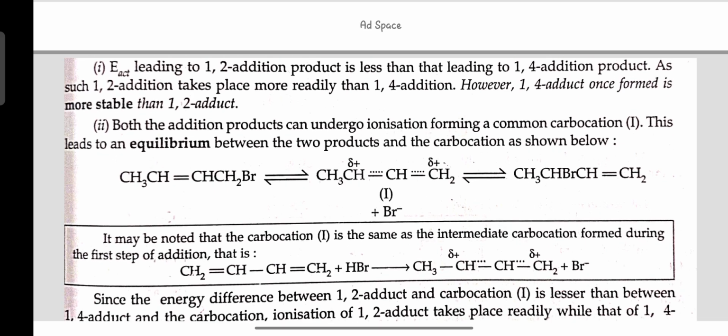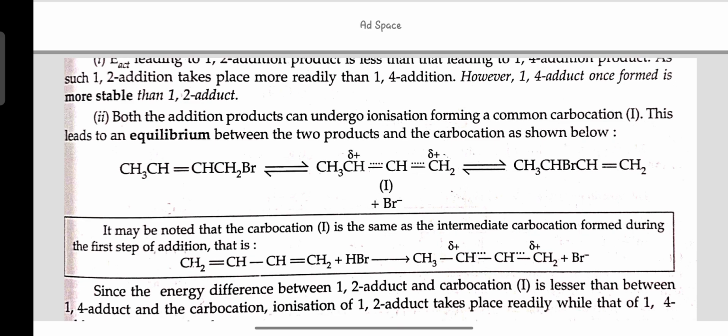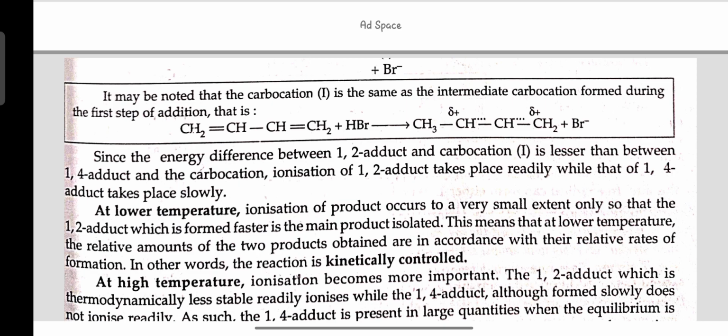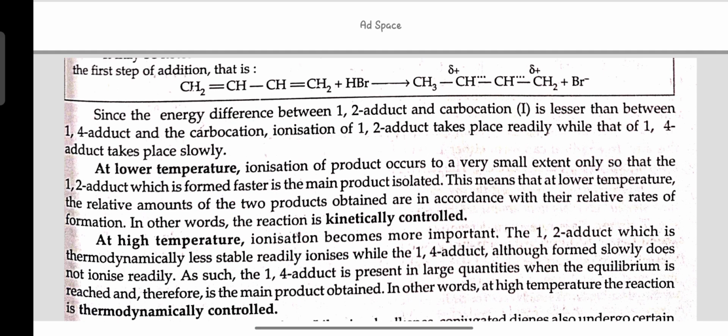Second, both addition products can undergo ionization to form a common carbocation. This leads to an equilibrium between the two products and the carbocation, as shown below. Since the energy difference between the 1,2 adduct and the carbocation is less than between the 1,4 adduct and the carbocation, ionization of the 1,2 adduct takes place readily while that of the 1,4 adduct takes place slowly.